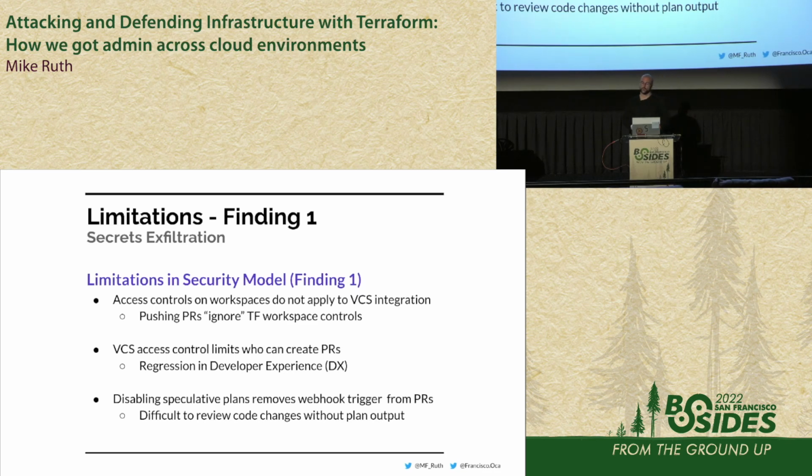The most important one, though, is disabling speculative plans, because it removes that webhook. It makes it super difficult to review code. I'm not sure about anyone here, but for me, when I review a Terraform PR, the first thing I do is look at the plan results from that speculative plan to see what is changing and what's happening. Then I can cross-reference it with the source code to make sure those two things align, and then I can give the +1 on the code review. So without the Terraform plan, without the speculative plan, that gets super difficult, and oftentimes that might be a non-starter.